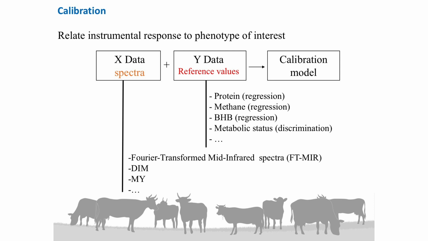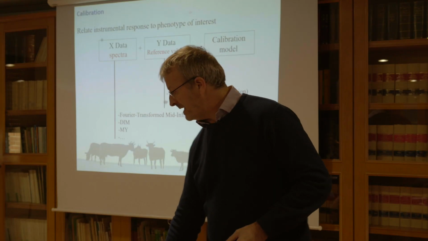And to build the model, what we need is the spectra, as I said, but also we need to have reference values. It means really a measurement of a new phenotype that we want to predict. It could be a protein, methane, BHB. It's some examples here. And also we can add, if we want, to the spectra some information that we have easily. It's, for example, the days in milk or the milk yield and so on. If you have this information and you add it to the spectra, you can use it in your models. And at the end, we will have a calibration model. That's the idea.